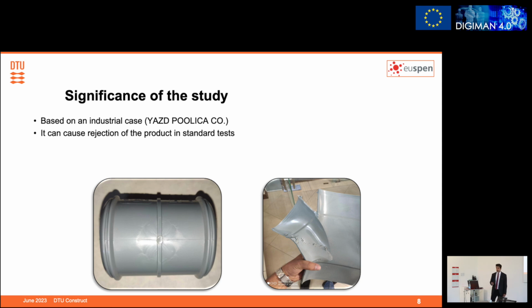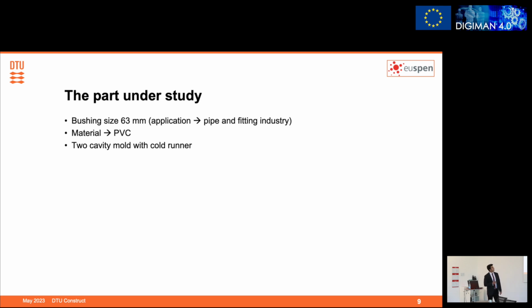The main part that we worked on during this study is this part called bushing, and the size of this part is 63 millimeters in diameter. And here you can see a sample of blush defect after doing a thermal test. And here you can see the lamination of polymer, which can cause rejection of the part in standard tests. So the part we were working on was made of PVC, and it had a two cavity mold with cold runner.